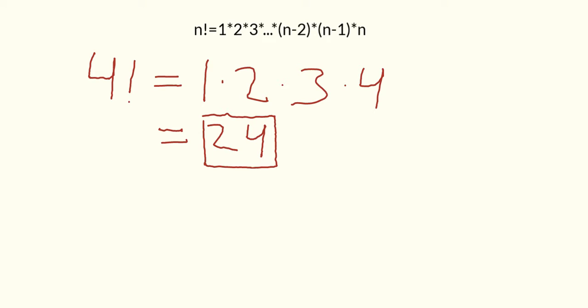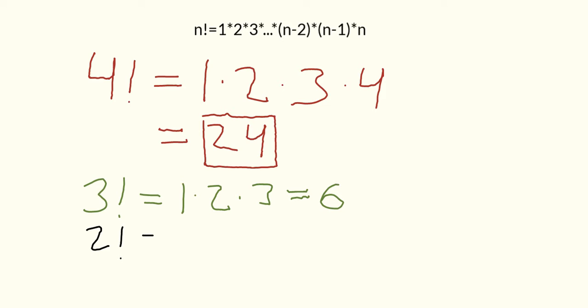Another example would be 3 factorial. To write out 3 factorial, it would just be all the integers from 1 to 3 multiplied together. So 1 times 2 times 3, that would give us 6. And similarly, with 2 factorial, even easier, just the product of all the integers from 1 to 2, which would just give us 2.